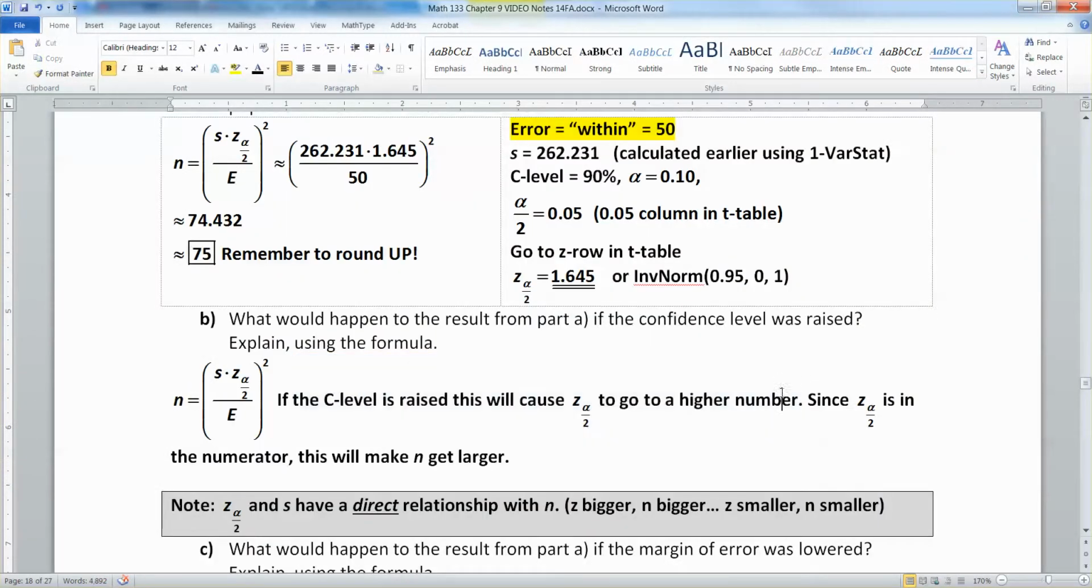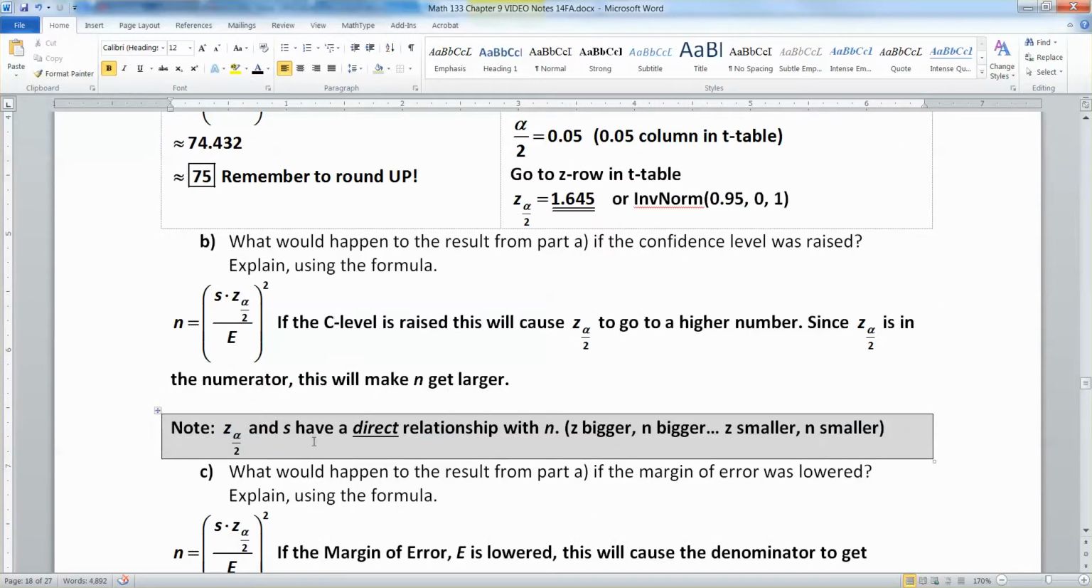The z-value is in the numerator, right? And since that's in the numerator, it will cause your n overall to get larger. If your numerator gets bigger, the number gets bigger. That means that both z and s, because they're both in the numerator, have a direct relationship with n. In other words, if z is bigger, then n is bigger. If z is smaller, then n is smaller. They go hand in hand like peas and carrots.